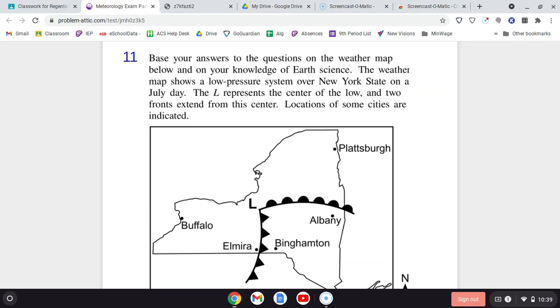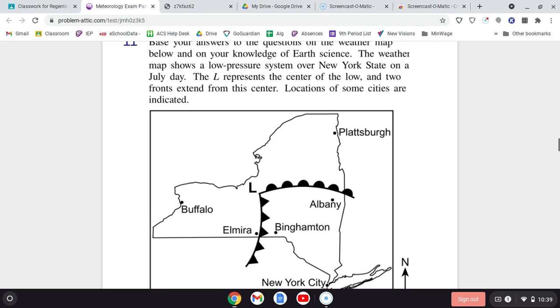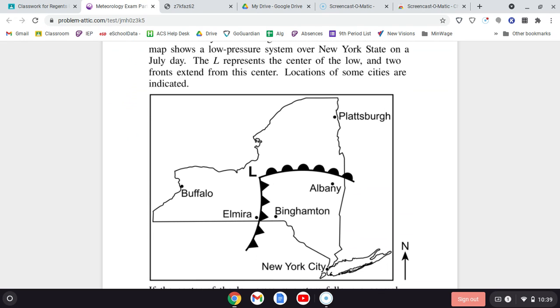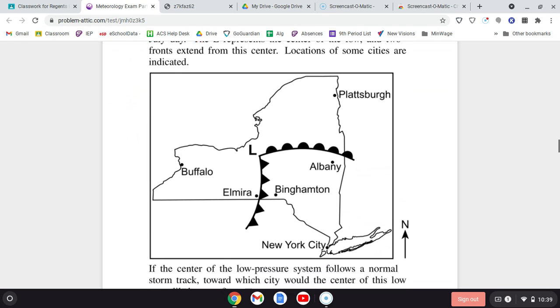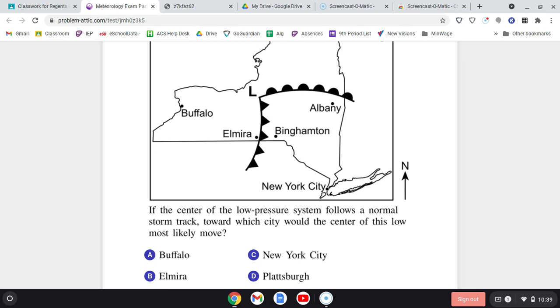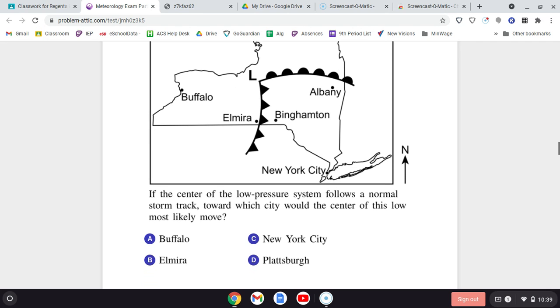Number 11. The weather map shows a low pressure system over New York State on a July day. The L represents the center of the low, and two fronts extend from this center. Locations of some cities are indicated. If the center of that low pressure system follows a normal storm track, towards which city would the center of this low most likely move? We can get rid of A.